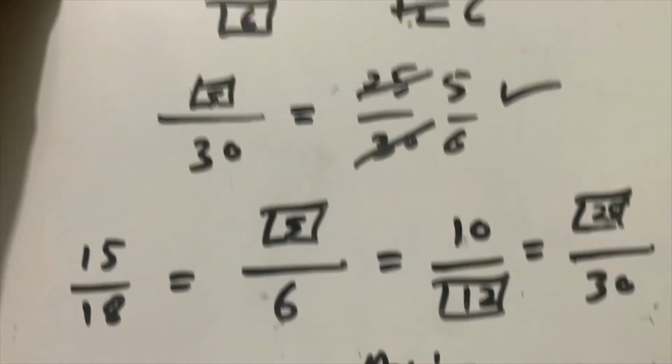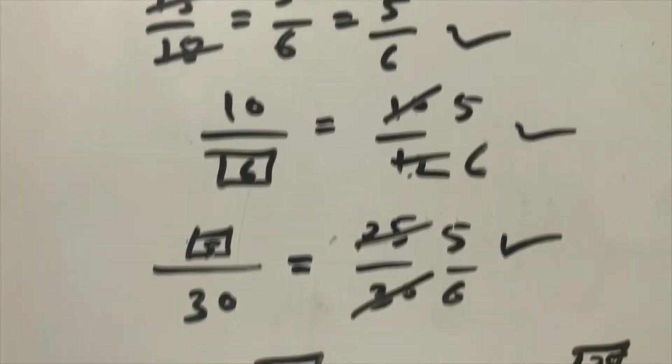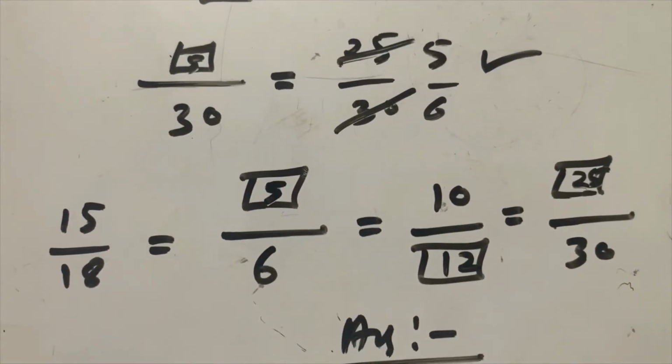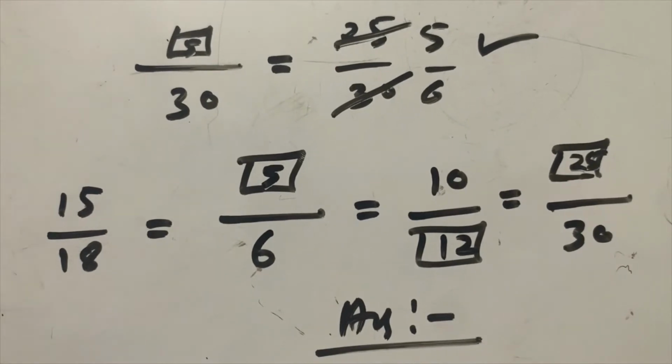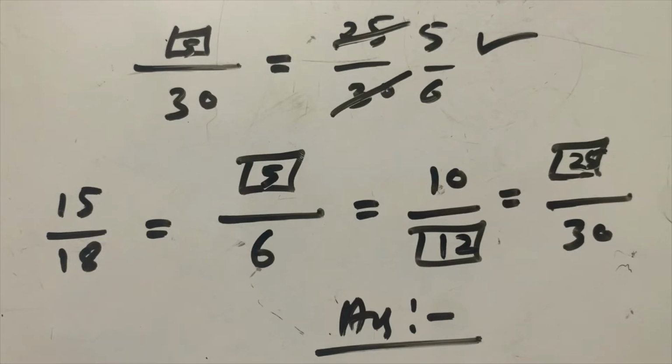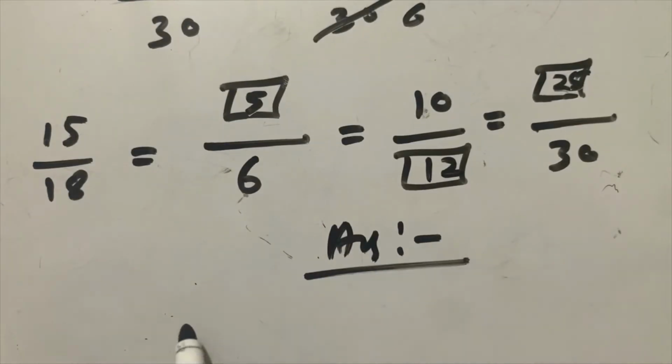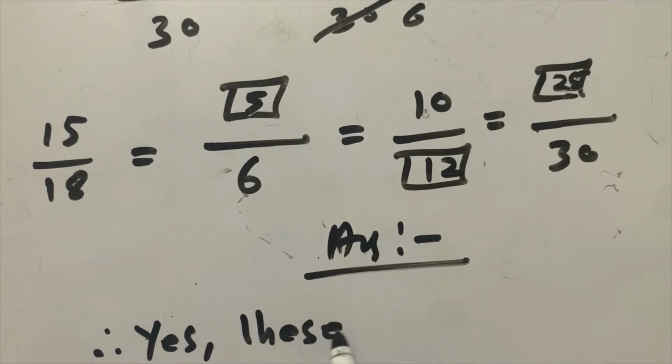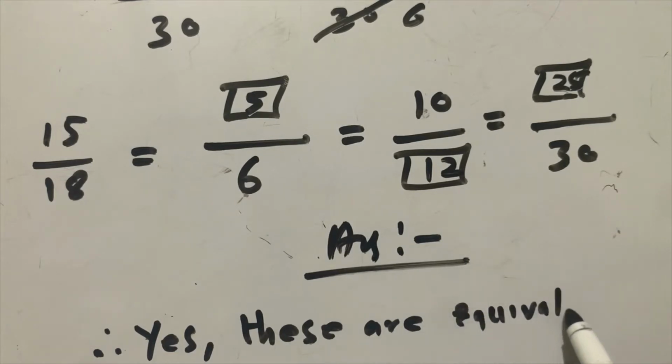And it is asking, are these equivalent ratios? Yes, we are getting results. Each ratio is 5:6. Yes, these are the answer. These are equivalent ratios.